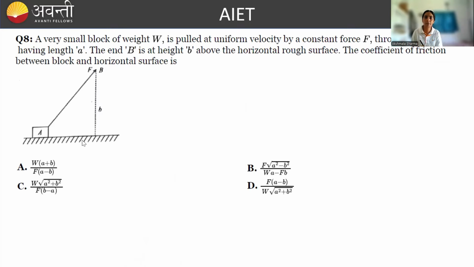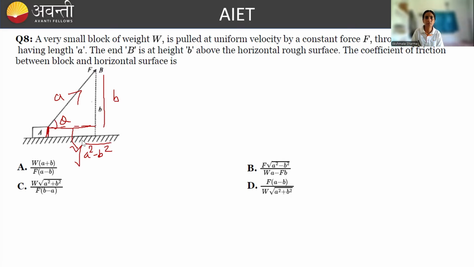A very small block of weight W is pulled at uniform velocity by a constant force F through a string AB. We are pulling it like this, having a length A. This length is A and this height is B. We have to neglect the height of this block. So overall we can say that this whole height is B and this is A. Say this angle is theta. So we can easily calculate this thing. Why am I doing this? Because it will be helpful in our calculation. So this will become the square root of A square minus B square.